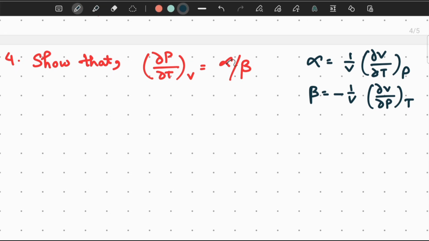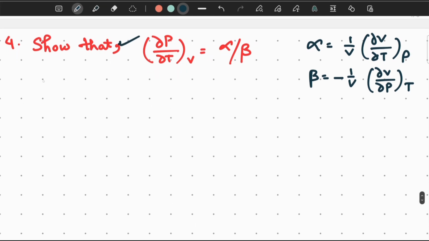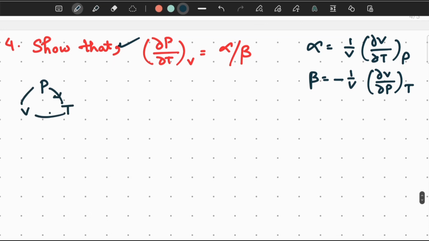So okay, you can put it and we can do it, but we have to prove this equal to that. So we have to start with this. So del P del T at constant V. So clearly we can write the cyclic rule. What will be the cyclic rule?